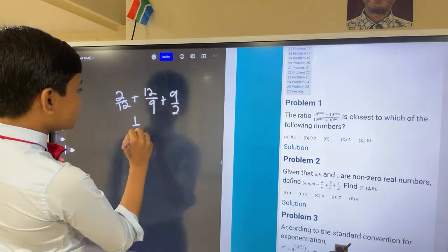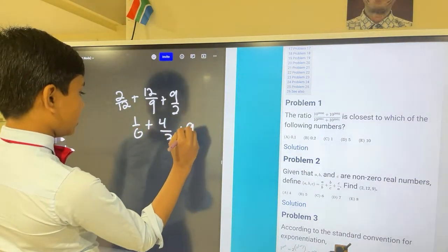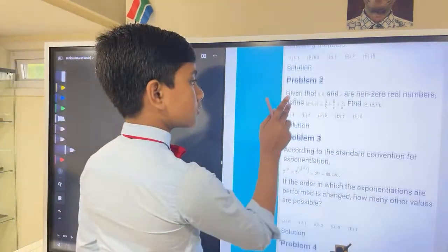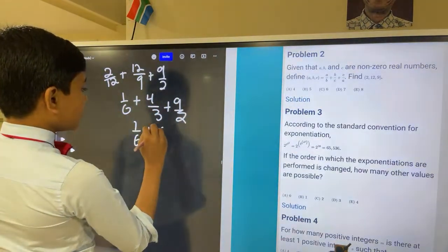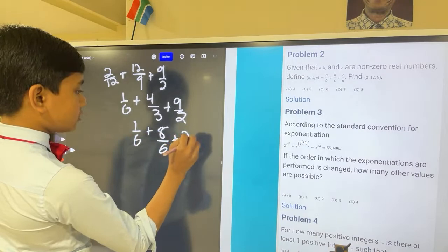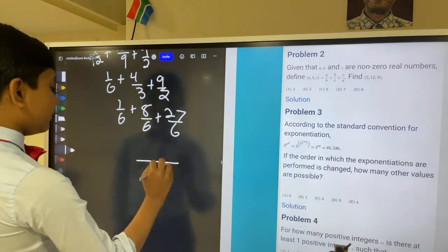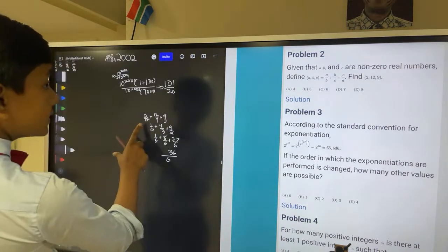So it's just 1/6 plus 4/3 plus 9 over 2. Always the problem you're solving should be on the top. Yes. Okay. So 1 over 6 plus 8 over 6 plus 27 over 6, which gives me 36 over 6, which is 6.